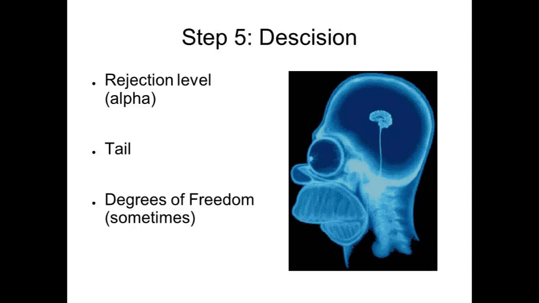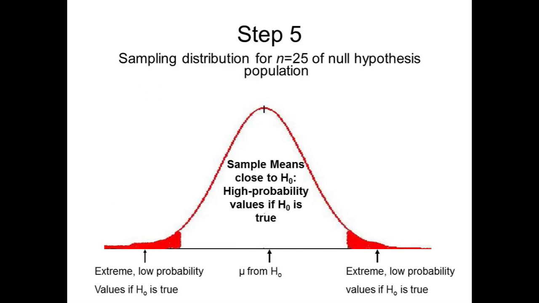To figure out which of those categories our sample falls into, we need 4 things, sorry. First, we're going to need our score, which we already know is Z equals 2, and that's going to pinpoint for us where along the sampling distribution our mean is going to be. And then we're going to need our alpha, the tail, and sometimes we're going to need degrees of freedom, and I'm going to talk about each of those things more in a minute.